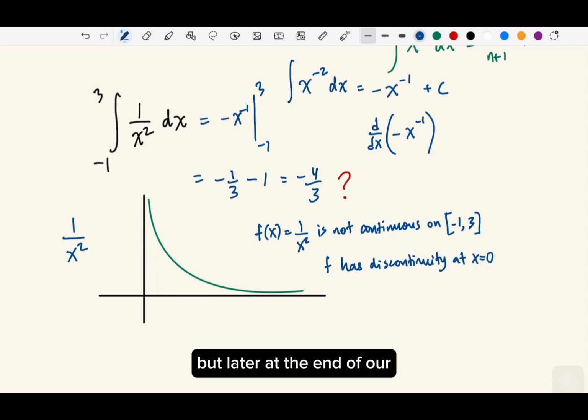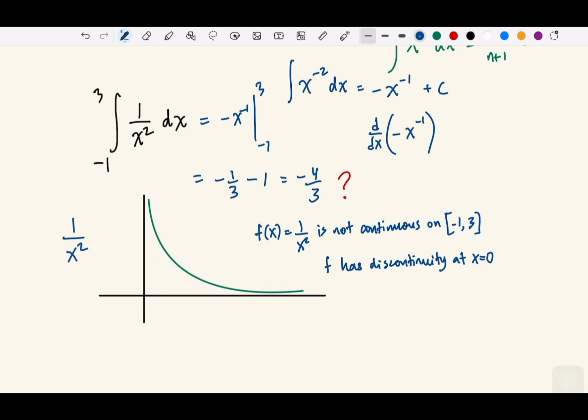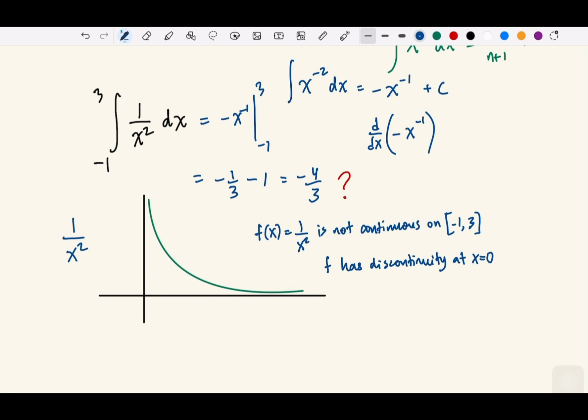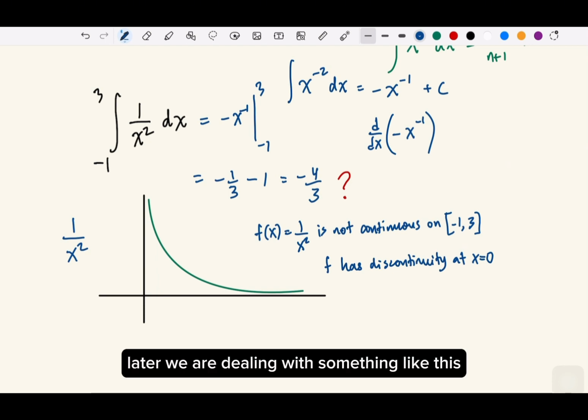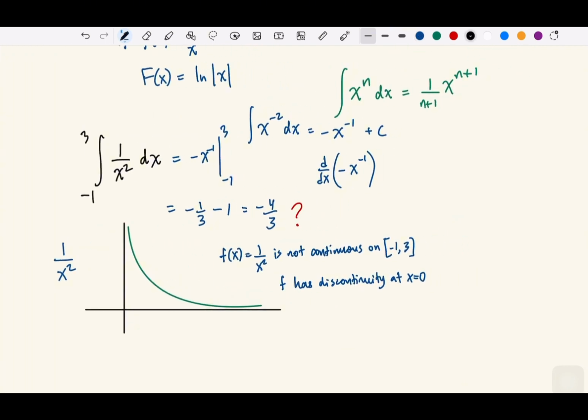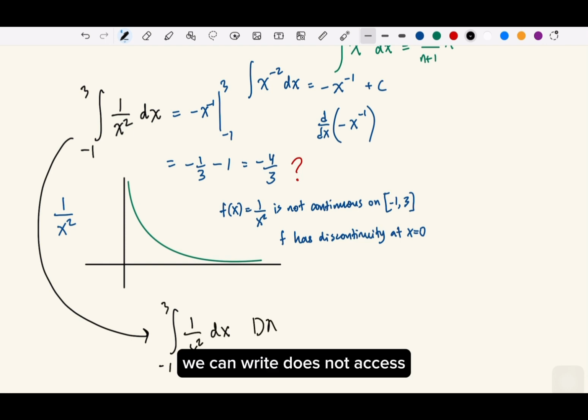But later, at the end of our section, almost the last part, we can try to compute this. Actually, we can. But for now, it's impossible. Later, we are dealing with something like this, but later we can. So as for now, we can write does not exist.